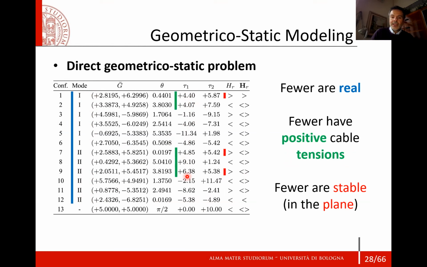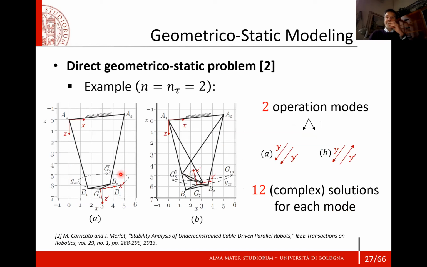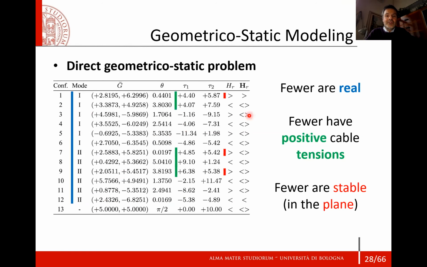But if we let our system also go off the plane, because nothing constrains the platform to remain in the plane, the possible instability of the system increases, and in this case we actually have a single pose that is real, with positive cable tensions, and that is stable under any perturbation it may suffer, which is the first one.